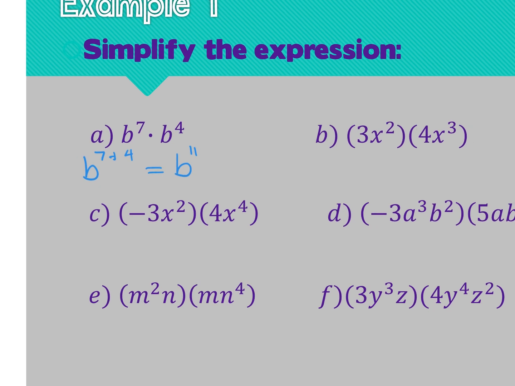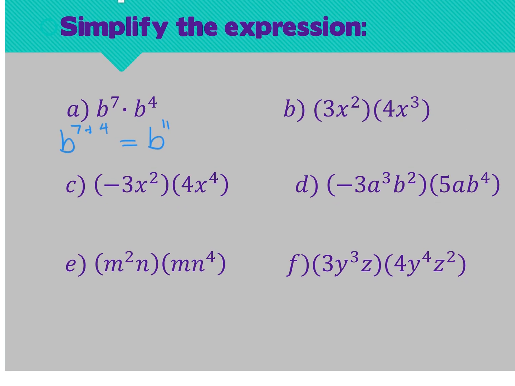Now, when there is a coefficient, a number in front of your variable, we are going to multiply those coefficients, but we add the exponents on the variables. So here I'm going to take my coefficients. My coefficients are the 3 and the 4. I'm going to multiply them. So 3 times 4 is 12. And then for the variable x, I'm going to add those powers. So this would become x to the 2 plus 3, so x to the 5th.